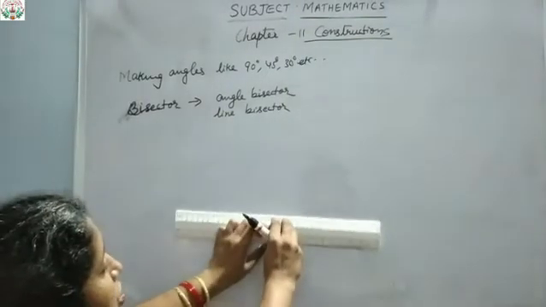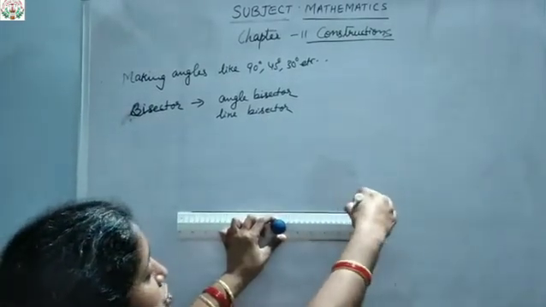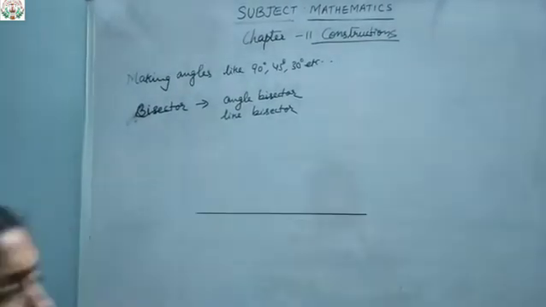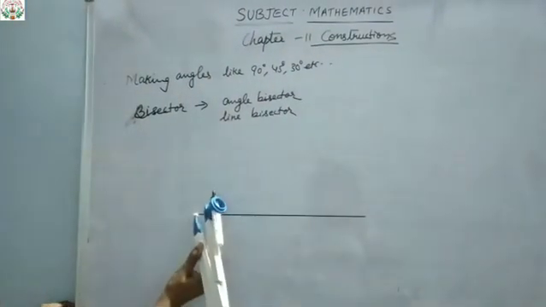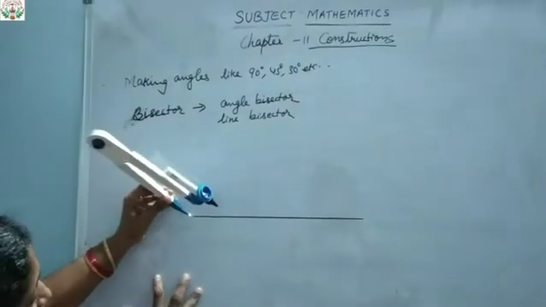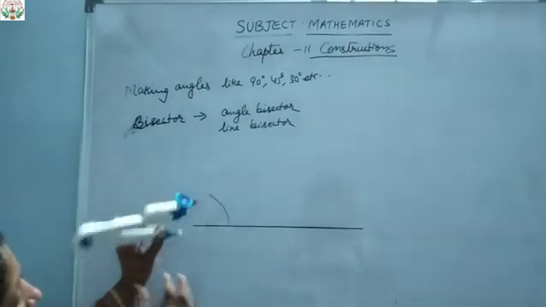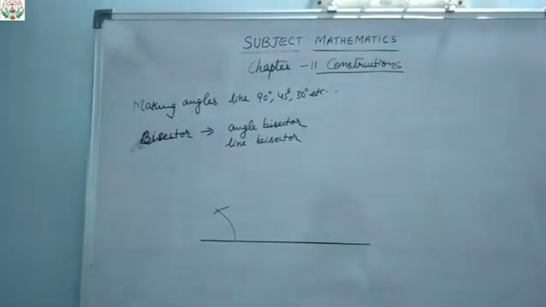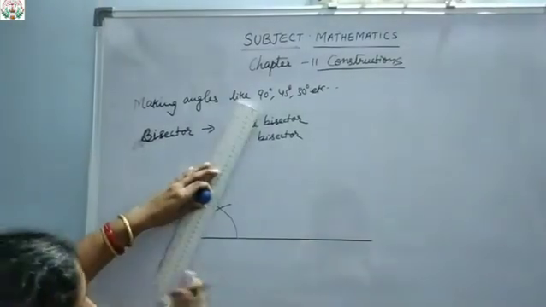Suppose you have drawn a line, any line, with the help of a scale. For construction, always use scale, pencil, rubber, rounder and all. Suppose this is a line we have drawn. After that, any angle you take, you make first with the help of rounder. Suppose I am making an angle likewise. This is the angle. Any rough angle I made, only to show how we will make the angle bisector.